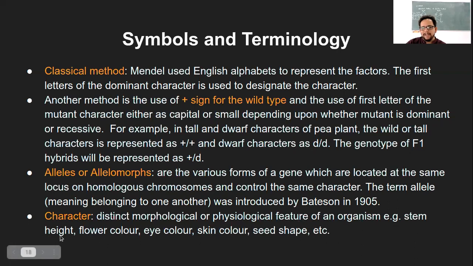Examples: stem height in plants, flower color, eye color or skin color in humans or any other organisms, and seed shape. These are just the characters.